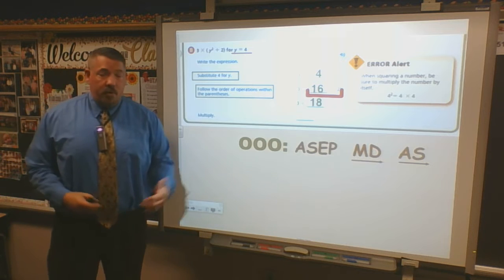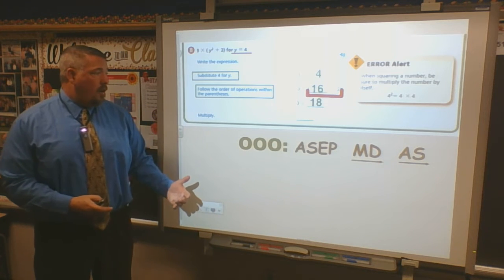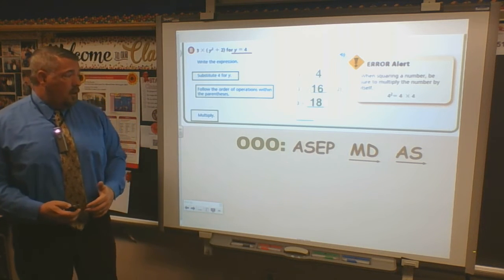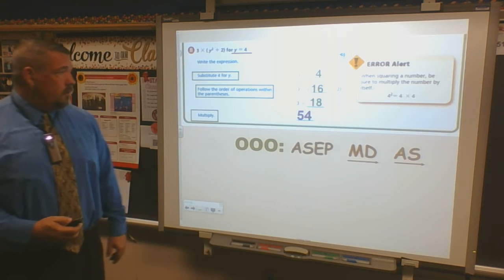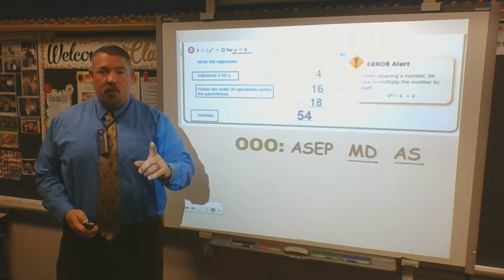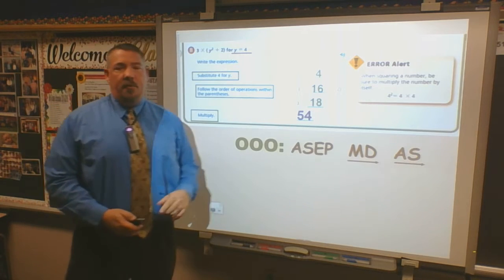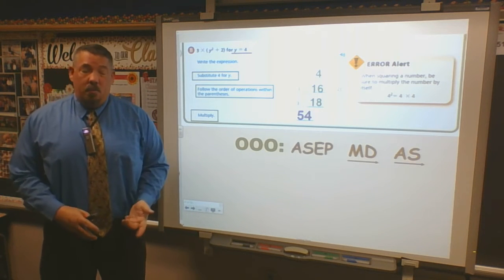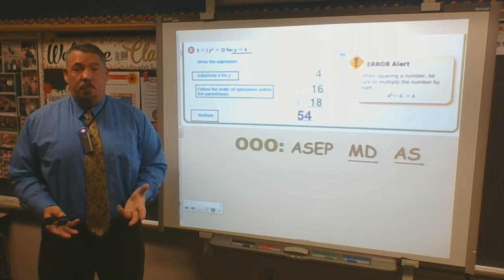So now I'm just left with my multiplication and division from left to right. 3 times 18 is 54. So after all of that, if y is equal to 4, then I know I have 54. Once again, it's a variable, so it could be equal to any number I want to plug in there.